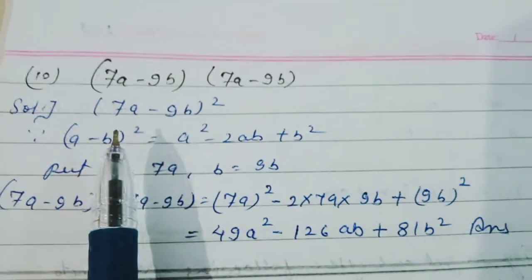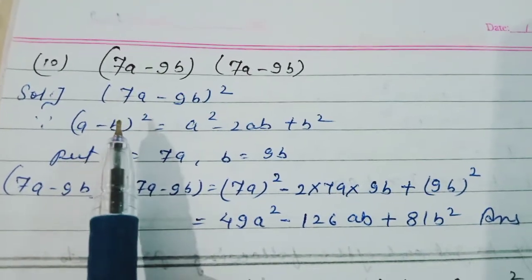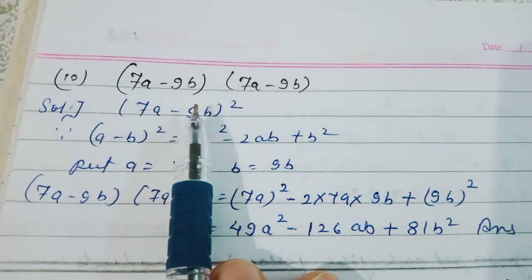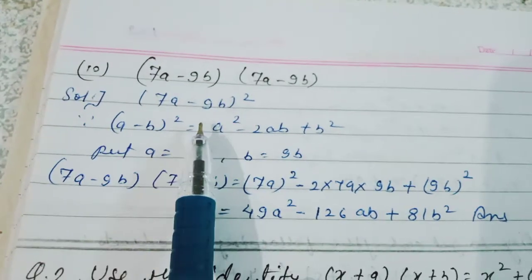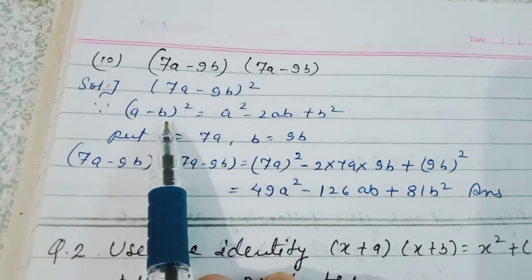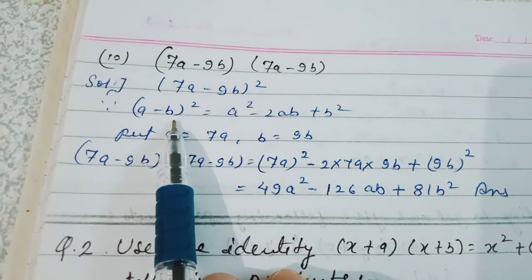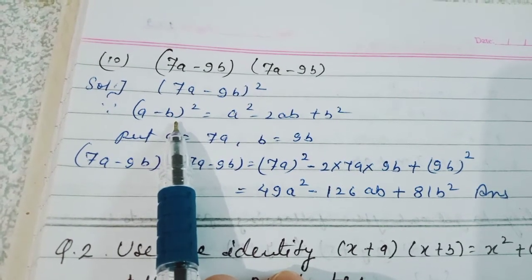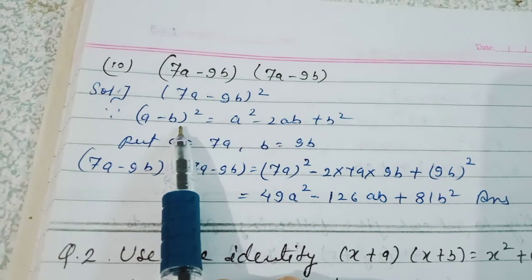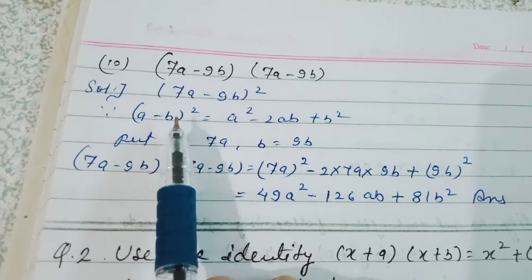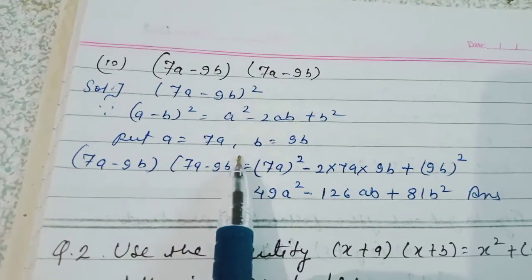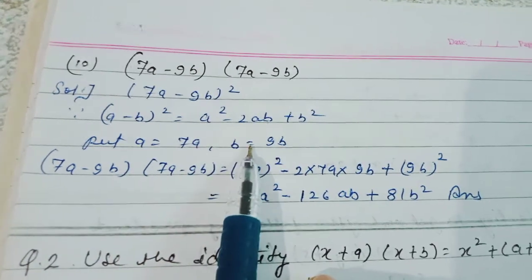The 10th question is (7a minus 9b) into (7a minus 9b). It means (7a minus 9b) whole square. Here we are applying the identity (a minus b) whole square is equal to a square minus 2ab plus b square. Put a is equal to 7a and b is equal to 9b.